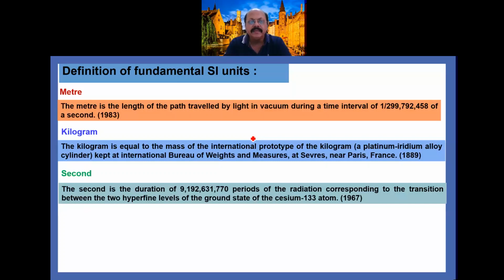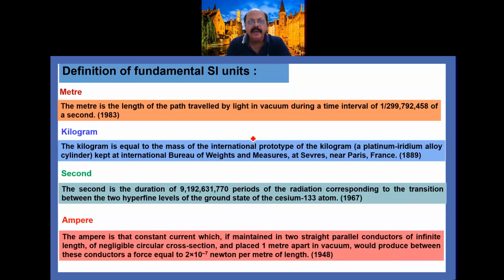Now the second is the duration of 9192631770 periods of the radiations. They are the microwave radiations corresponding to the transition between two hyperfine levels of the ground state of cesium-133 atom, and this definition was given in 1967. So all these three definitions I will explain you today in detail also.